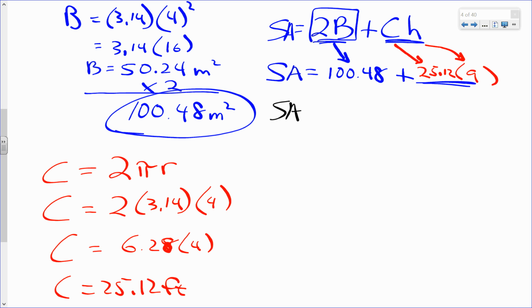Surface area then is 100.48 plus, someone multiply that for me, would you? 25.12 times 9 first. Oh, it's 226? Okay, 226 point. Thank you.